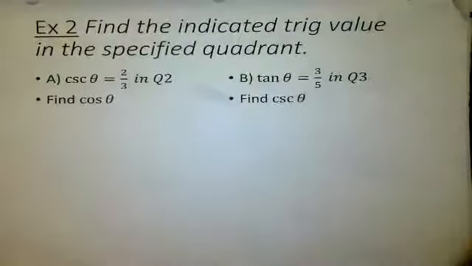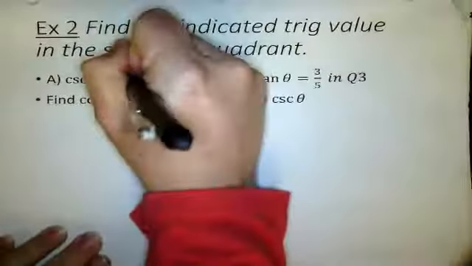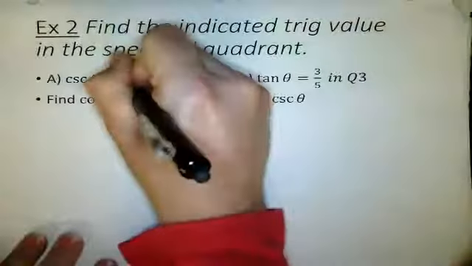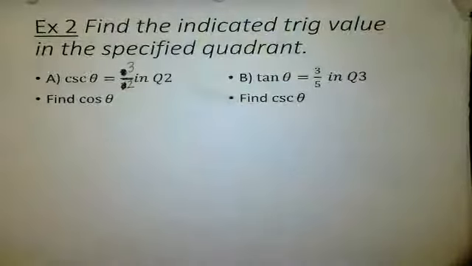Sample 2. Find the indicated trig value in the specified quadrant. Oh, this is a typo here. Sorry. This should be 3 over 2. Find the indicated trig value in the specified quadrant.